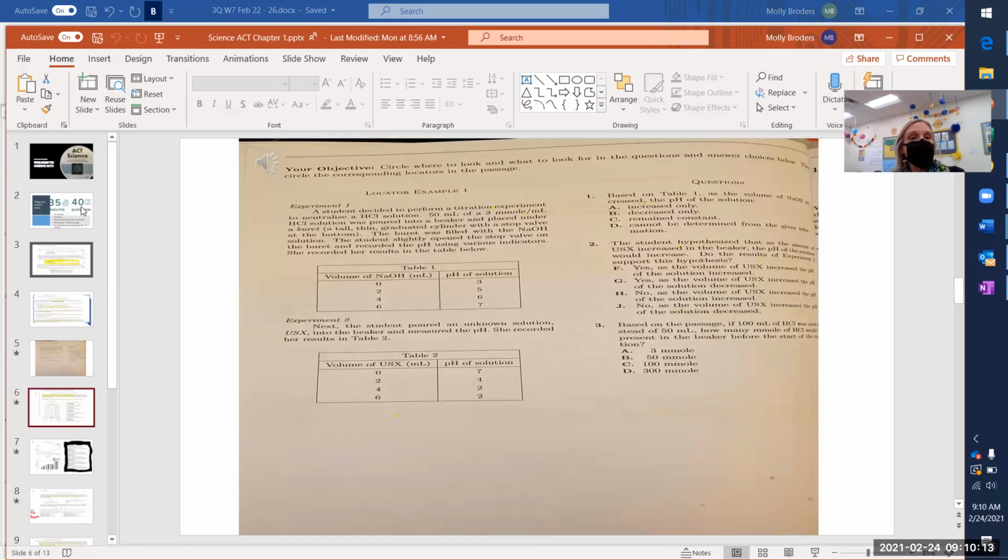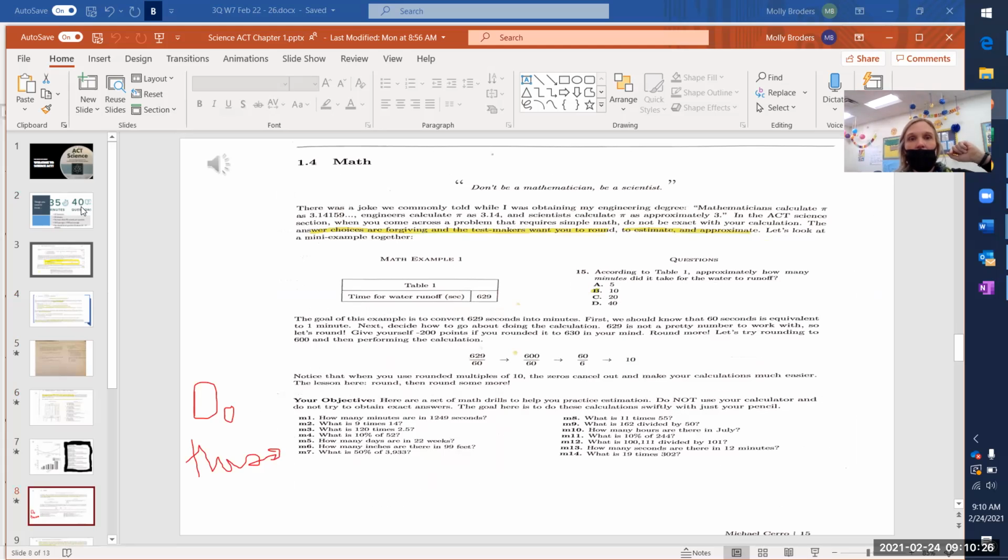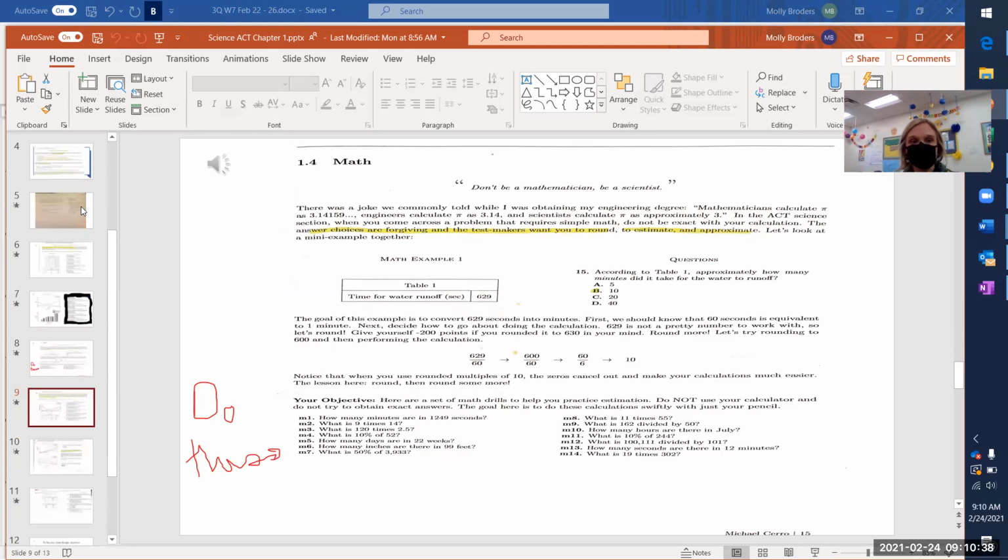Okay, now let's talk about number, behavior, and trends. We talked about how really you need to be able to identify how numbers are changing and how they're related in those variables. We talked about that yesterday. And then what about math on the science section? Is it hard? Do you need your calculator? It's easy. And a lot of times they want you to do what? Estimate. Yep. So they want you to kind of do it in your head.